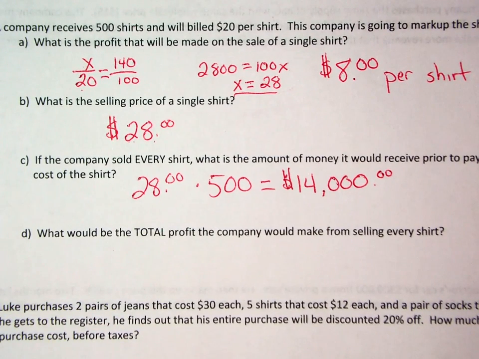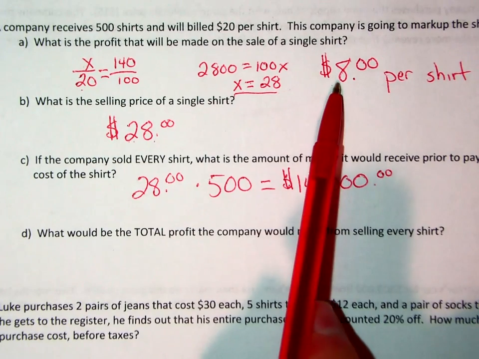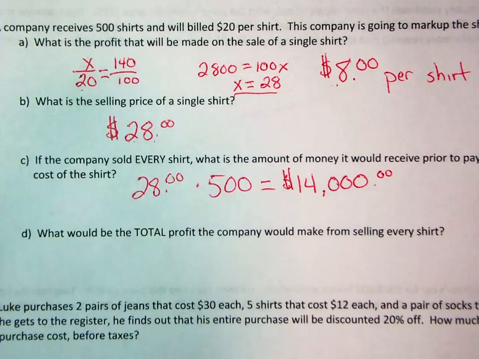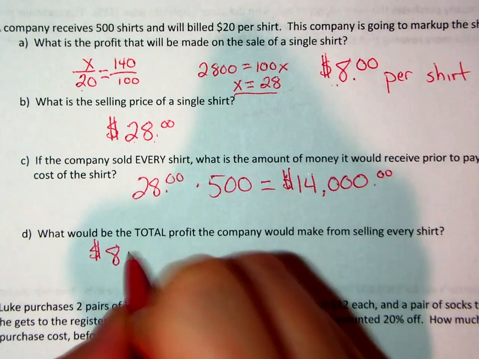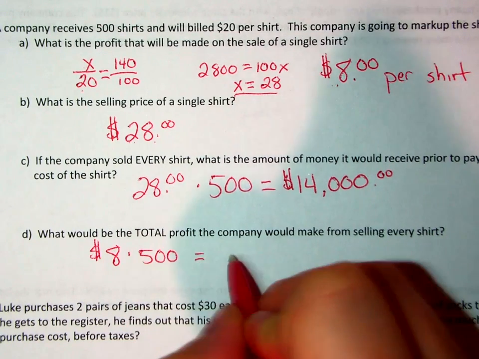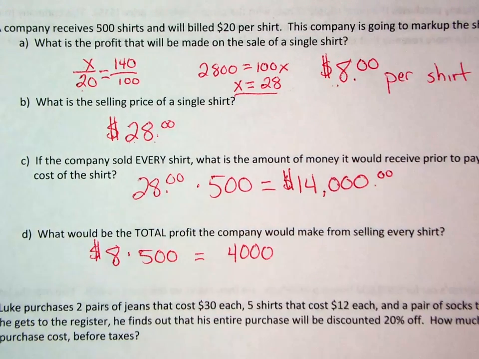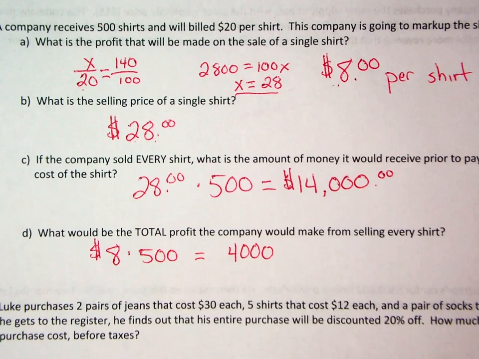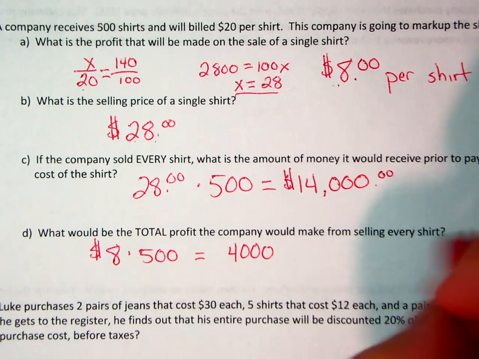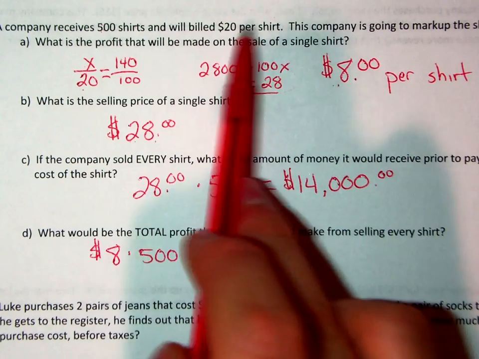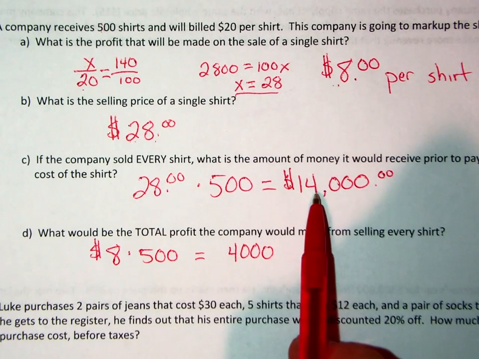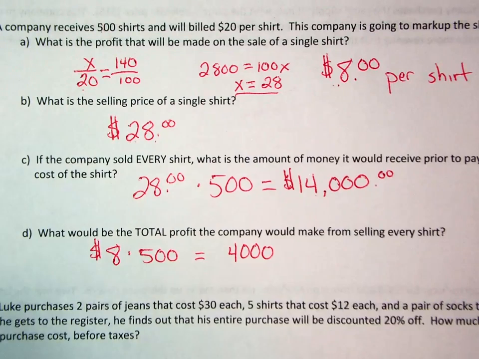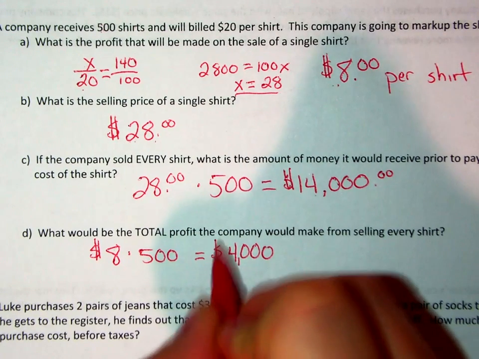Well, I really have two ways that I can do this. I can look at the profit from one shirt and multiply that by 500. So $8 per shirt times 500 shirts equals $4,000. An alternative way of finding the same solution would be to take the 500 shirts, multiply it by the $20 per shirt, and subtract that value from how much money I made selling the shirts. And again, I would come to the same conclusion of $4,000.